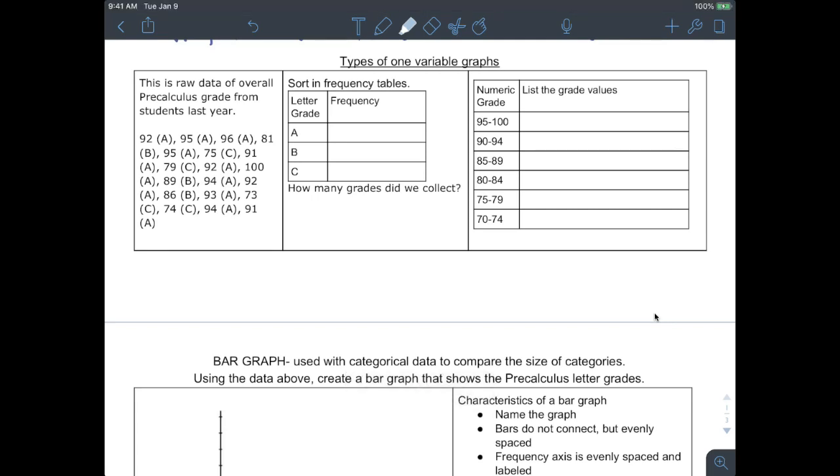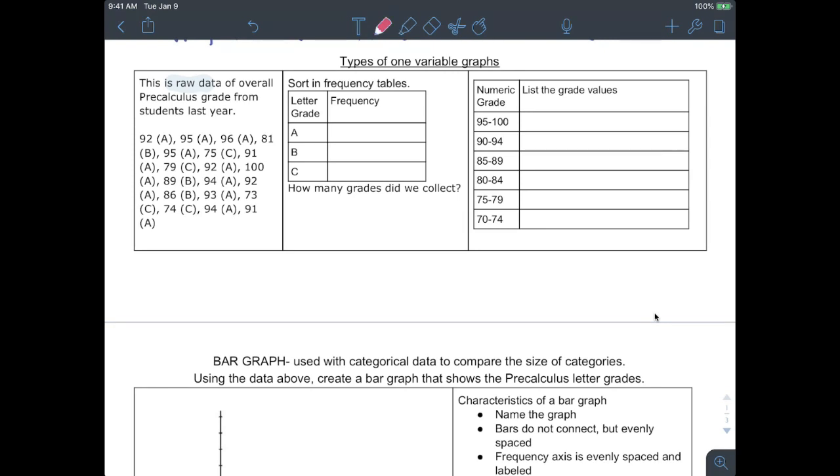We're now going to take our data and figure out how we can make it more visually appealing and easier for the reader to read. So if I start off with this raw data, it's data about pre-calculus grades from students last year. I have a bunch of different grades, and when I look at this right away, I'm like, oh God, that's overwhelming. It's a mess. So let's organize it a little bit better.